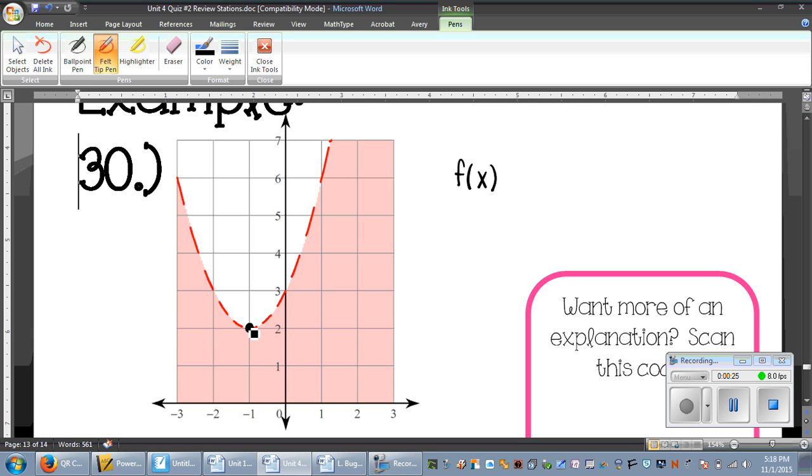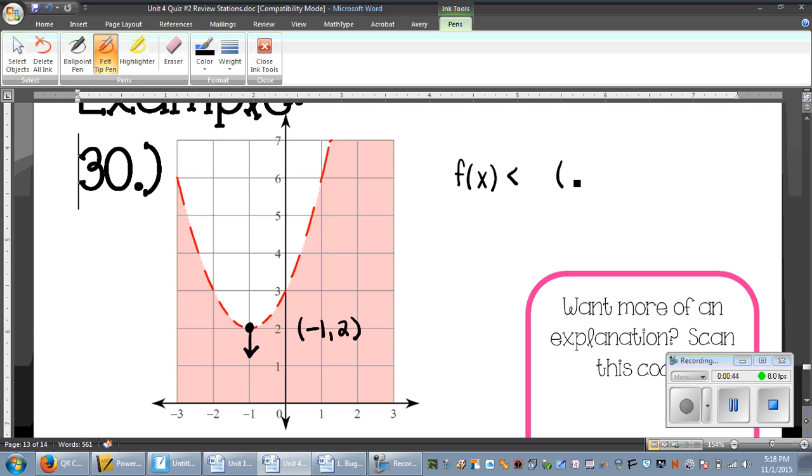If I go to the vertex and find the shaded area, it's below the vertex, which tells me there's going to be a less than symbol. And since the curve is dashed, I'm not going to put an equal to symbol. If I go back to the vertex and write down the coordinates, it looks like it's at -1, 2.